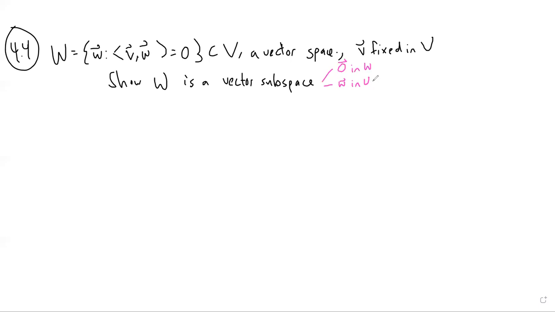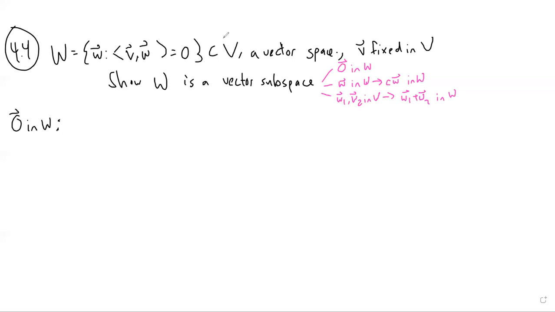If W is in W, then any scalar multiple of W is also in the space. And if W1 and W2 are in W, then their sum is also in there. So we have to show basically all 3 of these things. So I can start with the 0 vector one. Basically we just need to show that 0 satisfies this property of being in the space W.